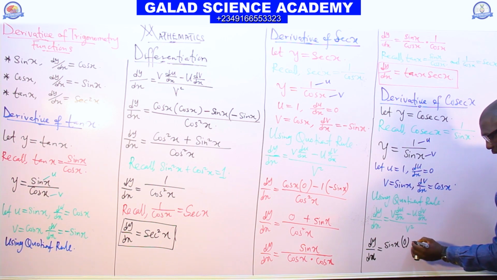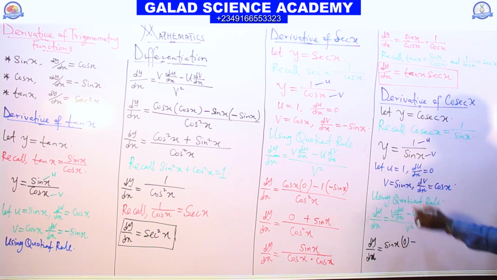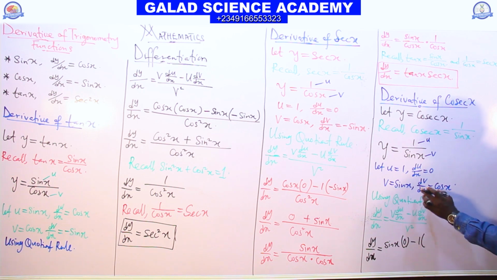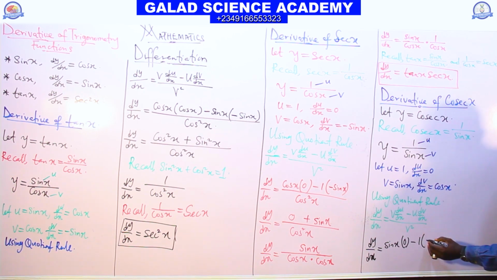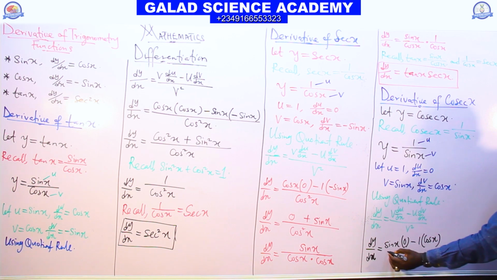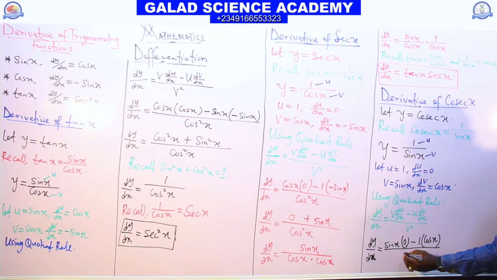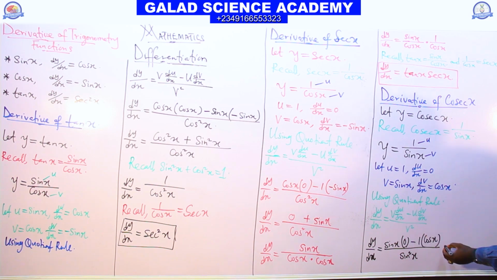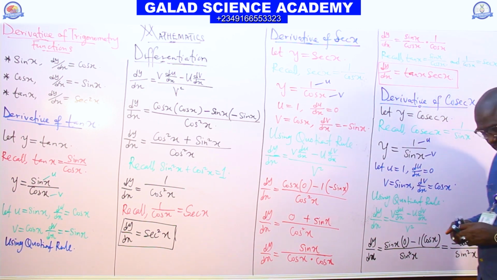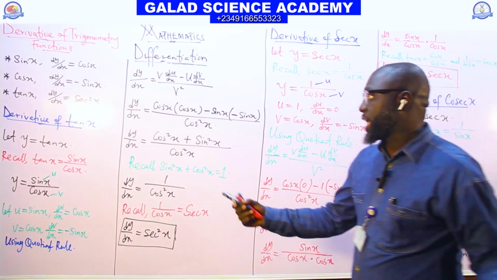I'm getting 0 here minus u. My u is 1 from here. What is my dv/dx? dv/dx is cos x. Everything over what? What is v squared? v is sin x, so I'm having sin squared x here. So by solving this further, we have 0 here, so we are left with minus cos x over sin squared x. You know.